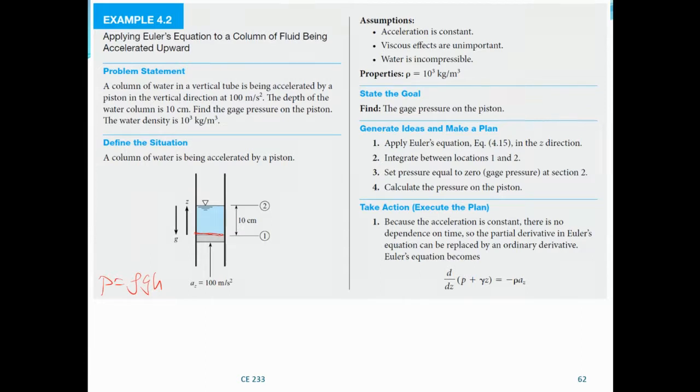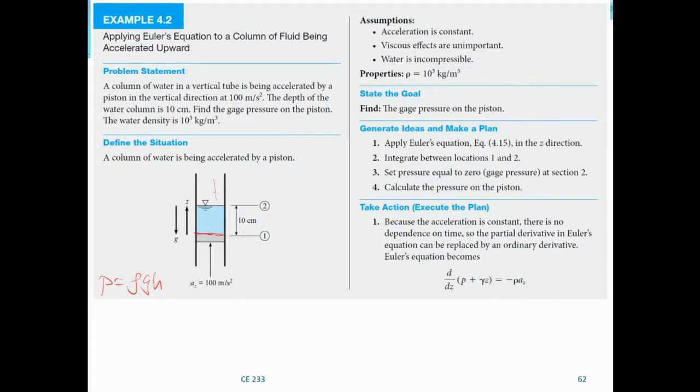We will find the new pressure using Euler's equation. The assumptions here are that the acceleration is constant, viscous effects are negligible, and the water is incompressible. So here we'll apply the Euler equation in the z direction, that's the direction upward, and integrate between points 1 and 2, and set the pressure equal to gauge at section 2.